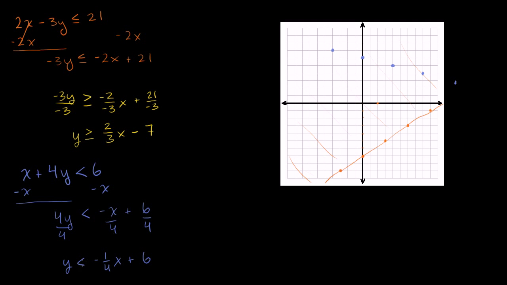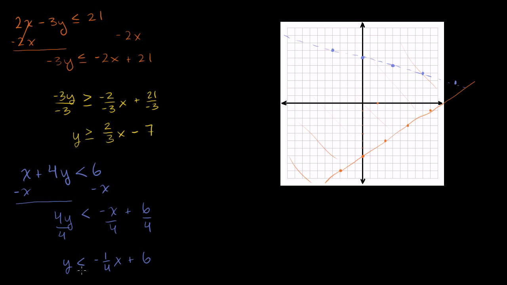And since we're not actually including the line, we're going to have to draw a dotted line here. Try my best to draw a dotted line. And actually, let me continue that previous line there, because I actually want to show where they intersect. It goes a little bit off of our graph paper. But the graph of this equation is that right there. I did a dotted line because it's not less than or equal to.